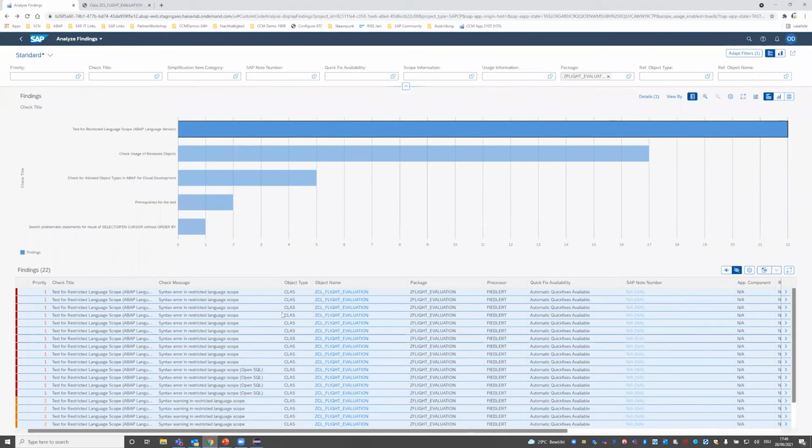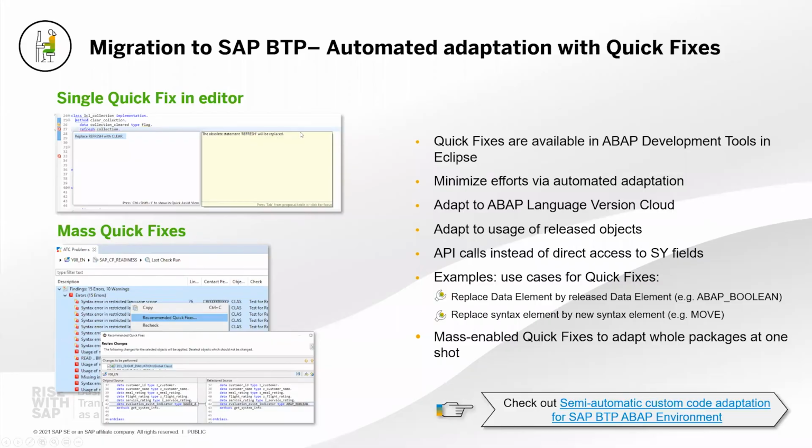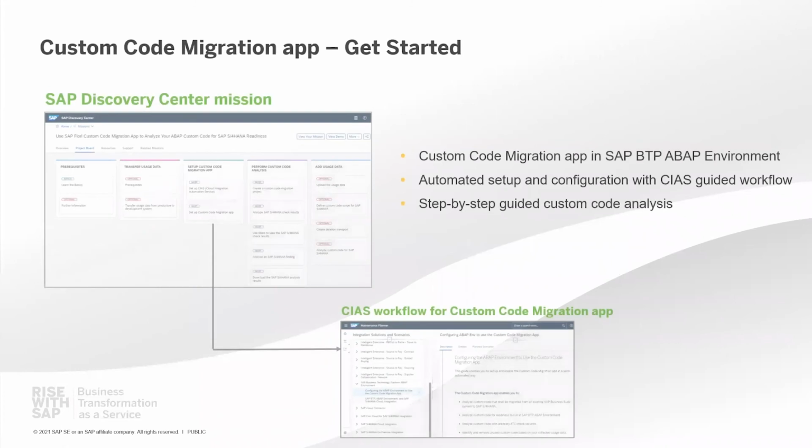Okay, so you have for the BTP analysis the same capabilities as for S/4HANA migration analysis. You have the same custom code migration analysis and views, filters, and so on. And you have the same quick fixes in ABAP Development Tools in Eclipse.